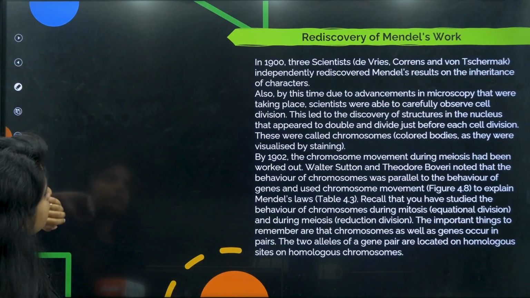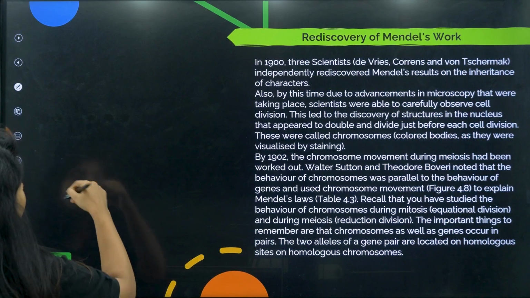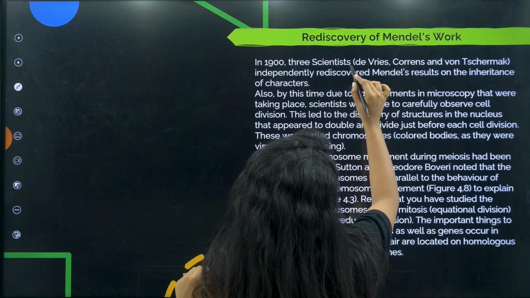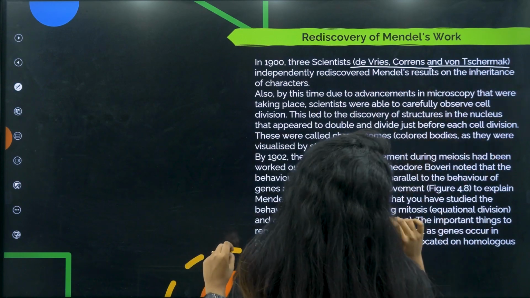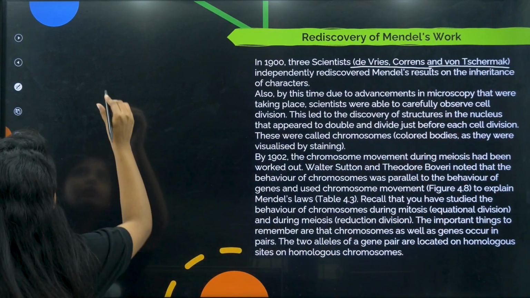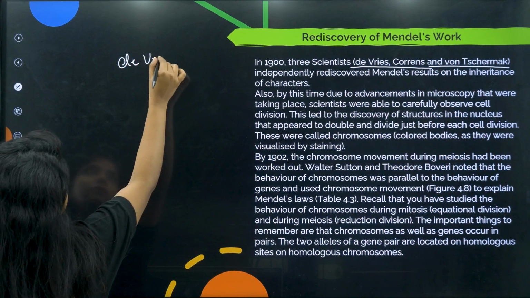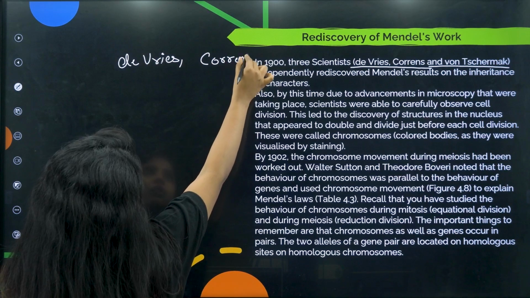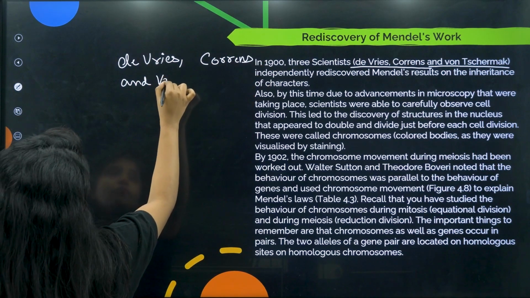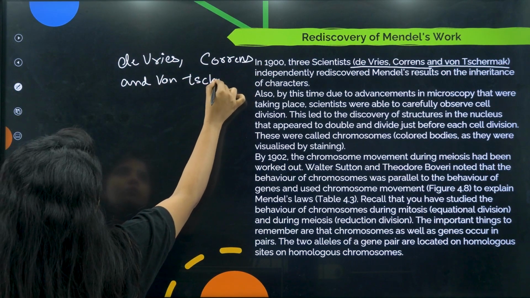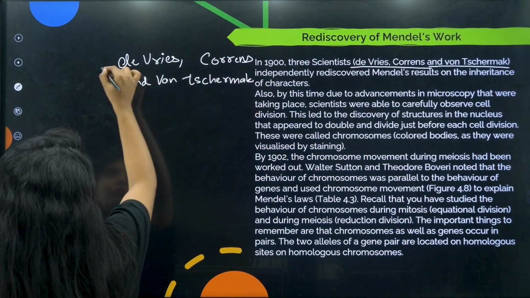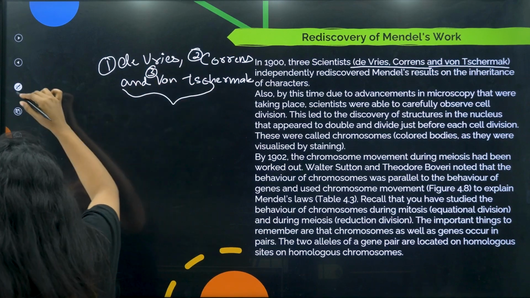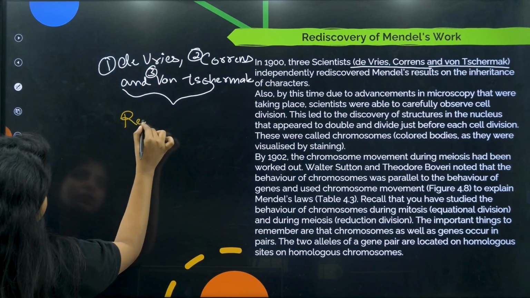Now going ahead, rediscovery. This is the time when Mendel's work came back. In 1900, three scientists, De Vries, Correns and von Tschermak, please remember them: one, two, three. They were the ones who rediscovered the work of Mendel.